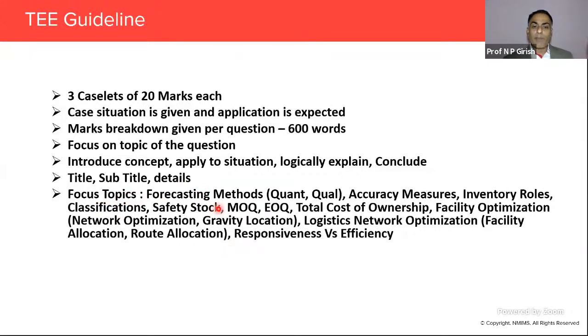These are the focus topics: forecasting method, accuracy measures, roles of inventory, classification, which we covered, safety stock, MOQ, EOQ that we covered, and total cost of ownership, in case we are able to cover it; otherwise don't worry about it, I'll take that off. Facility optimization, 2 methods we'll cover. Network optimization, 2 methods we'll cover. And a small understanding about responsiveness and efficiency. So across the 4 sessions, this practically covers the key concepts. If you are able to focus on it, you have enough time. If you can go through it and get a good understanding, you could be good with your term end examination.